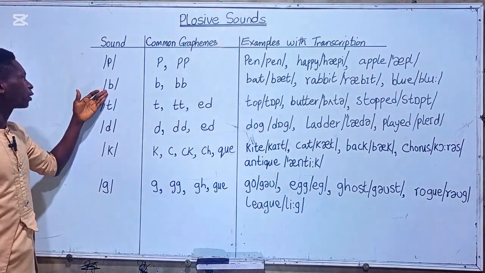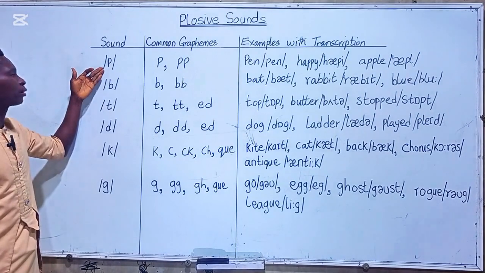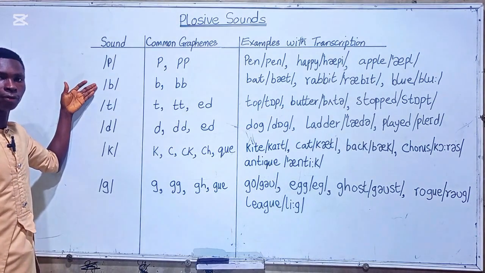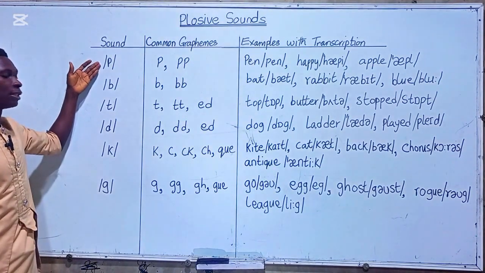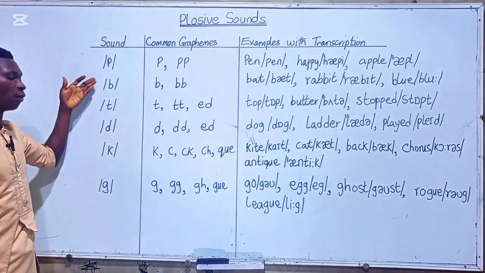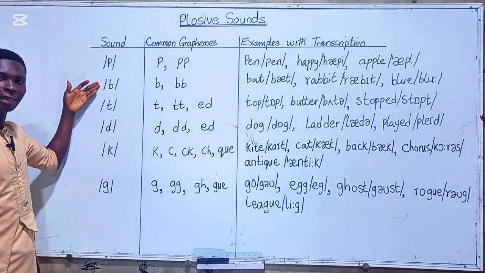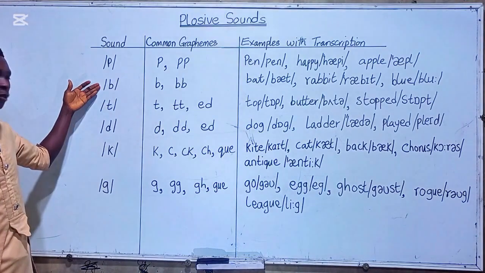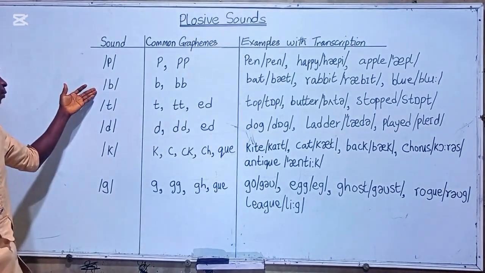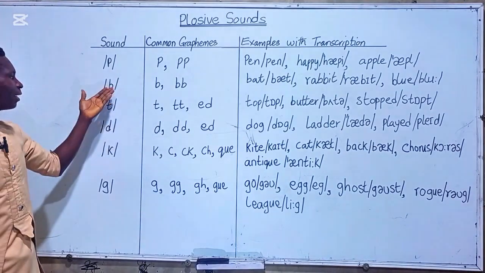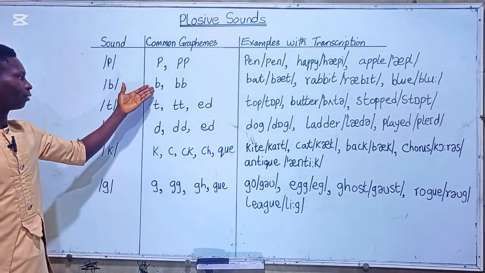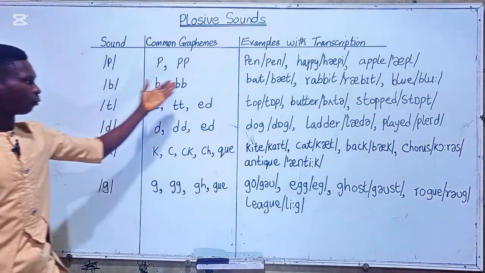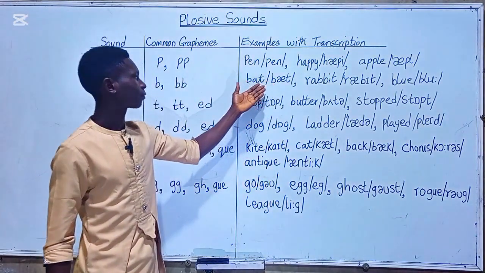Then we have the voiced form of this sound. Note these two sounds are bilabial plosive sounds. Hence, this one is voiceless, whereas this is voiced. This is realized as B. It is voiced. There must be vibration in your vocal cords when you say this. So the spellings for this sound are letter B and letter BB, as in words like bat.